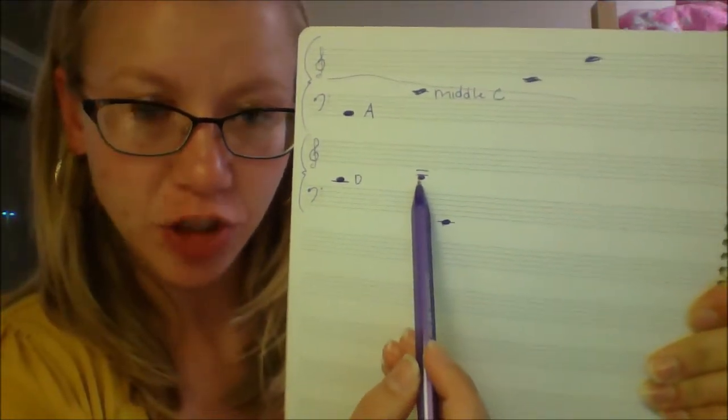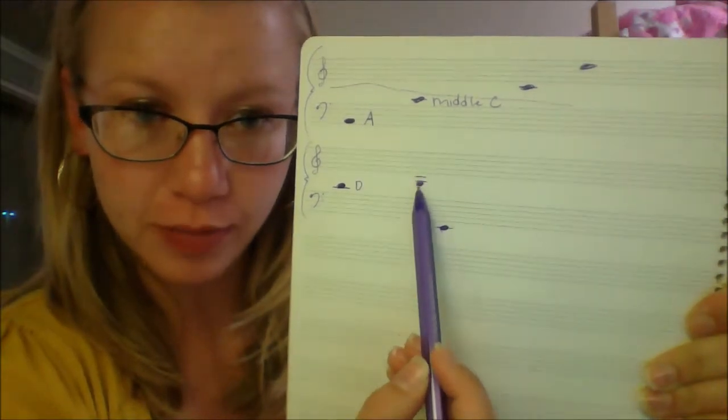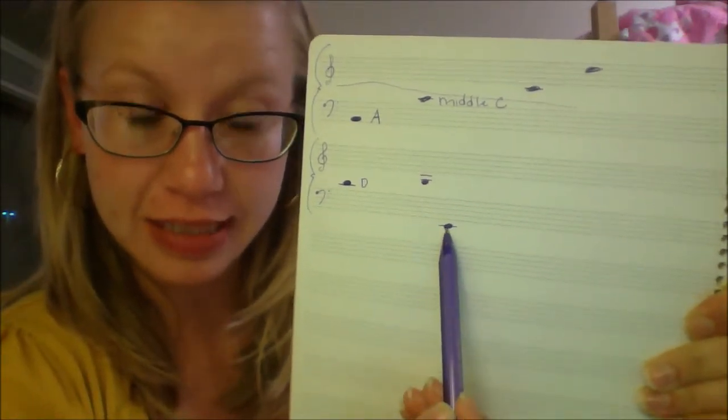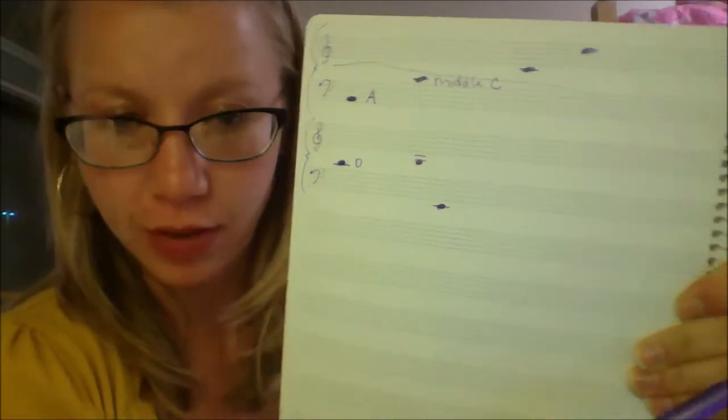This is G in treble clef, written below the staff. This is E in bass clef, written one ledger line below the staff. You can go above or below as many as you want. That's how ledger lines work.